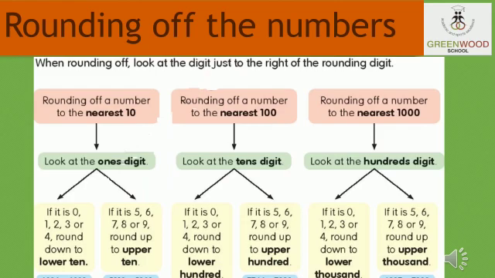Now, in the case of rounding a number to the nearest 1000, look at the hundreds digit. If it is 0, 1, 2, 3 or 4, round down to the lower 1000. If it is 5, 6, 7, 8 or 9, round up to the upper 1000.